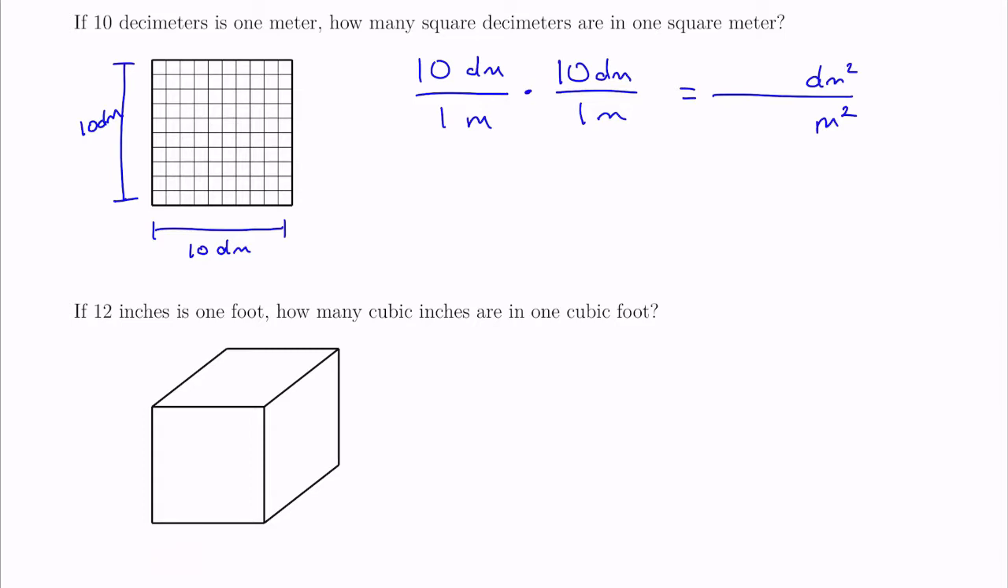And if we multiply across the top, 10 times 10 will give us 100. Decimeters times decimeters gives us square decimeters. 1 meter times 1 meter, well, 1 times 1 is 1, and that will give us 1 square meter. So by taking a linear unit factor and multiplying by itself, we can move from a one-dimensional unit relationship to a two-dimensional unit relationship. To answer the question, there are 100 square decimeters in 1 square meter.